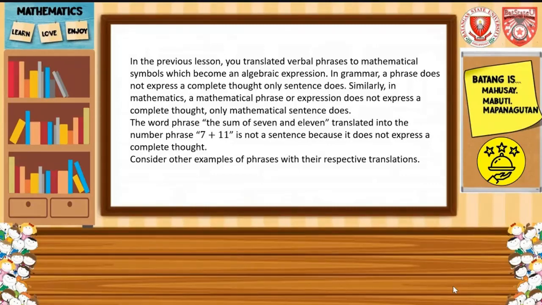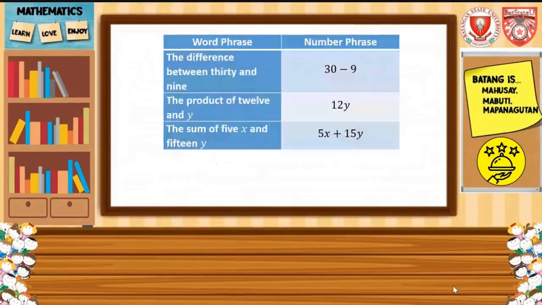Consider other examples of phrases, with their respective translations. We have the word phrases and the number phrases. The difference between 30 and 9 is the number phrase 30 minus 9. The product of 12 and y is the number phrase 12y. The sum of 5x and 15y is the number phrase 5x plus 15y.